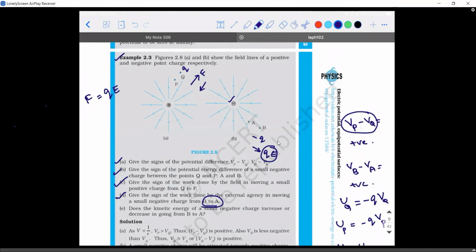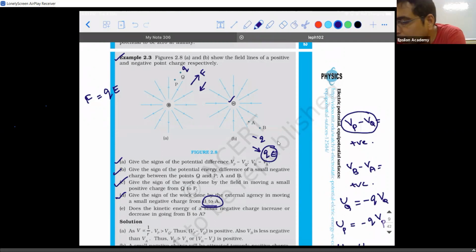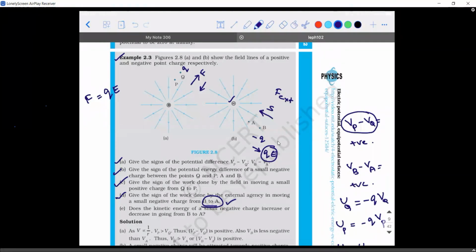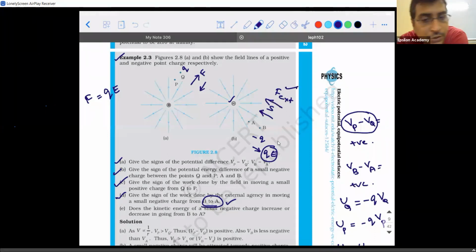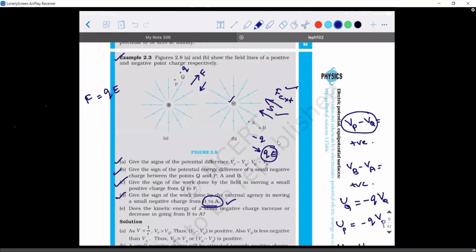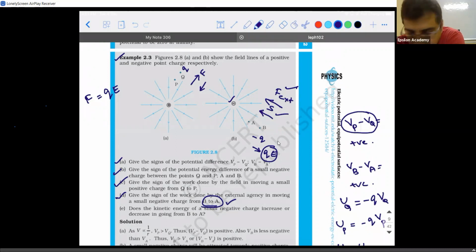Electric field, no? But remember, this is the direction in which the displacement is. They've expected the particle to move from B to A. So what should be the direction in which the external force should be applied? Should it be towards the source negative charge, or away from the negative charge? Towards the charge. Now, external force and displacement, they are in which direction? Same direction. So positive?